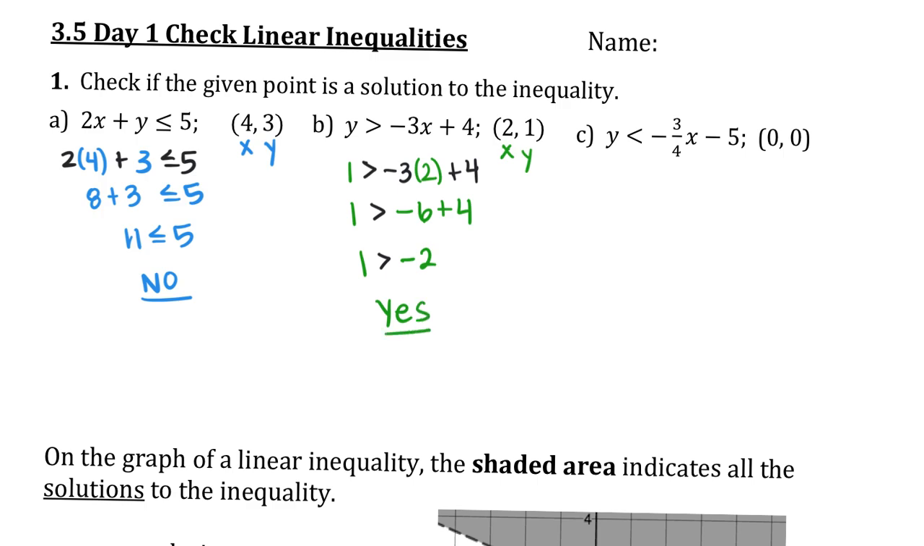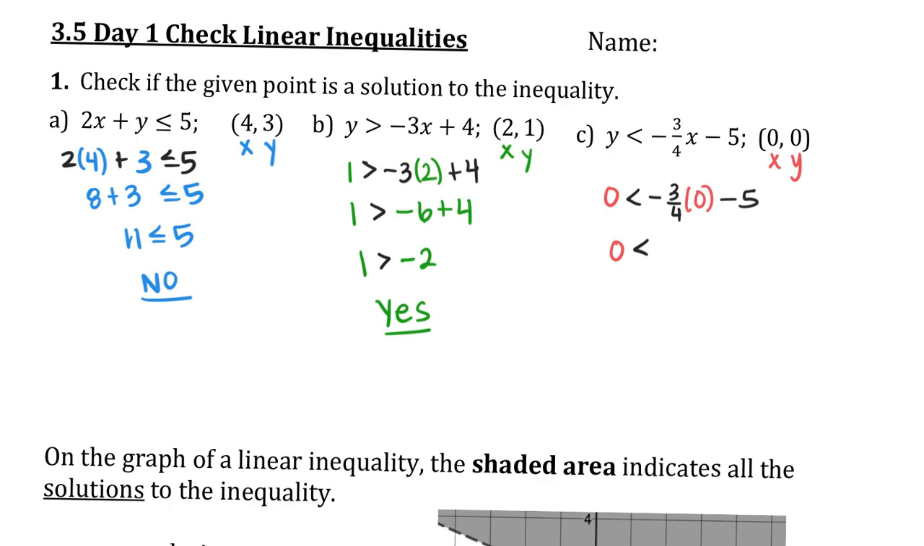Okay, one more. The ordered pair is x, y. So 0, 0. Y is less than. Where y is, I plug in 0. Less than negative 3/4 x. What's x? 0. Minus 5. Okay, the left side is already simplified. So I'm saying if 0 is less than negative 3/4 times 0, minus 5.